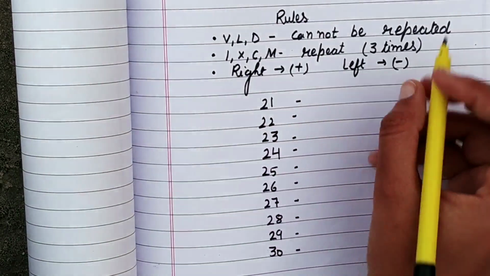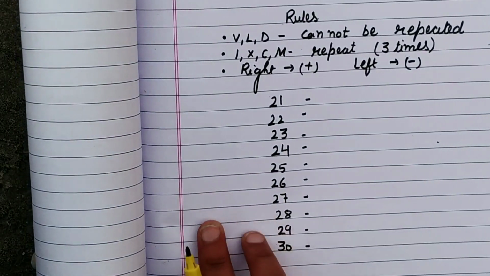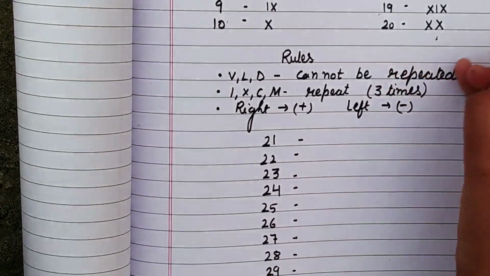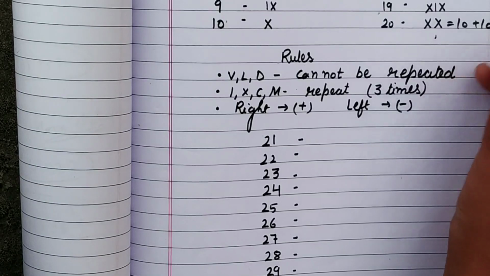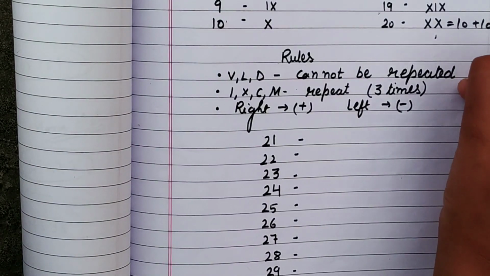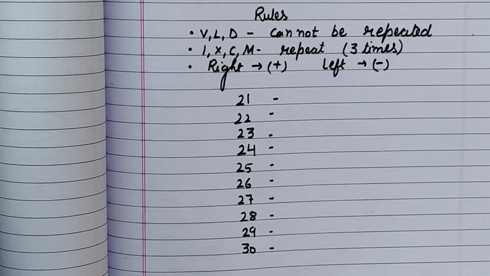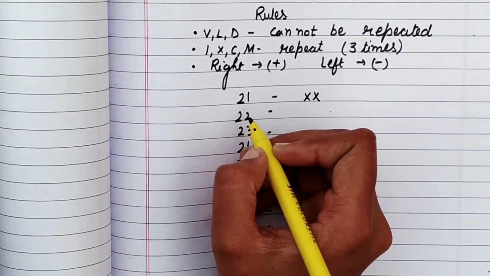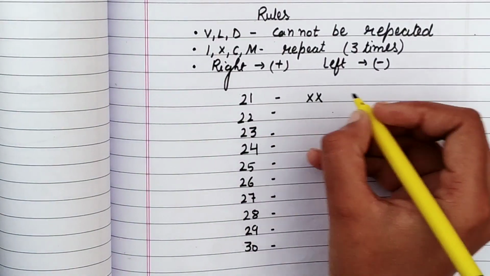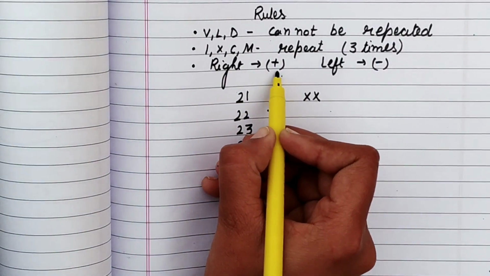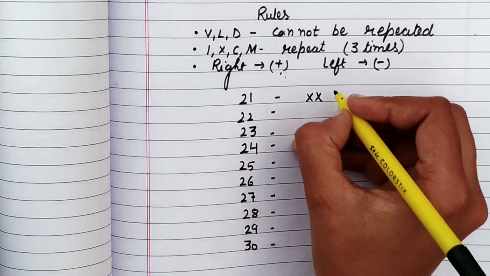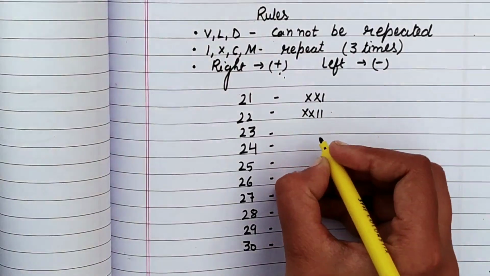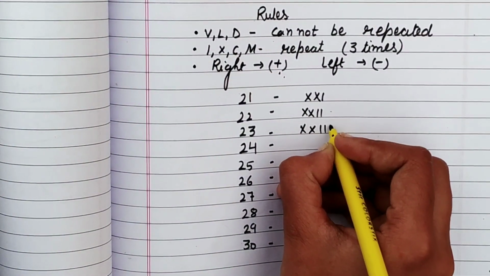Now see, we have already written 20 over here. This is 20, double X, X plus X. That means 10 plus 10 is 20. Now similarly, here I have written 20, but what is this? 21. That means I have to add 1. So where will I write it? To the right, because addition means I have to write on the right side. So this one. Similarly, 20 plus 2, 20 plus 3.